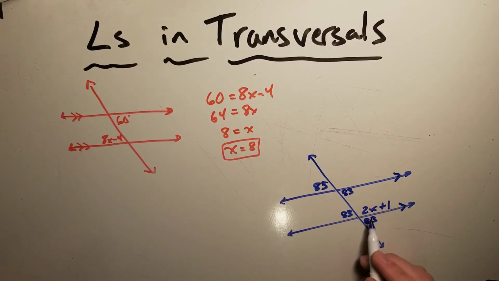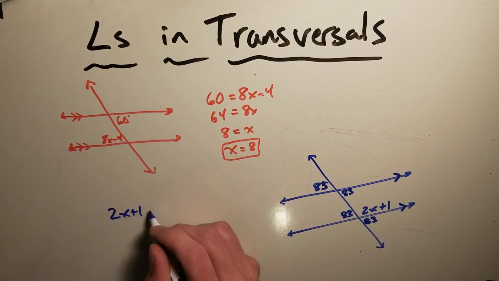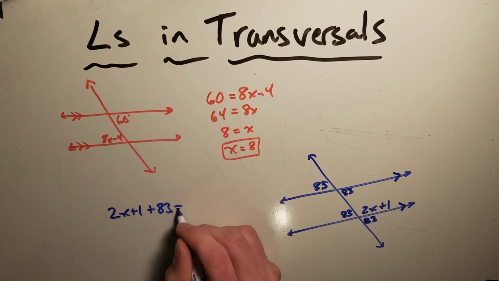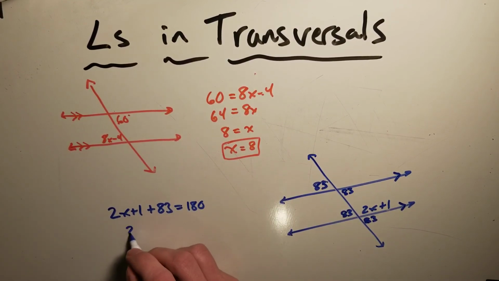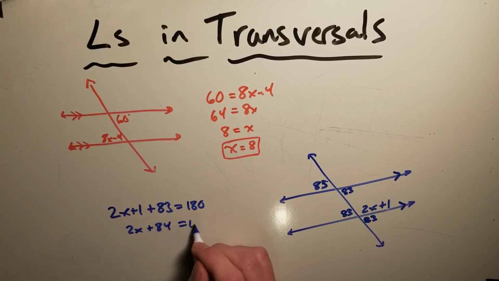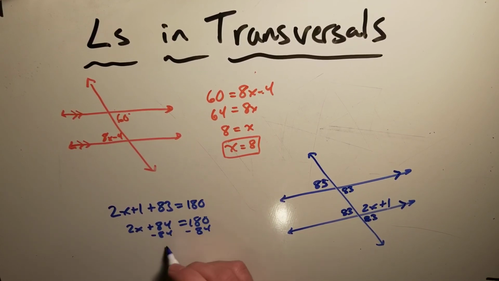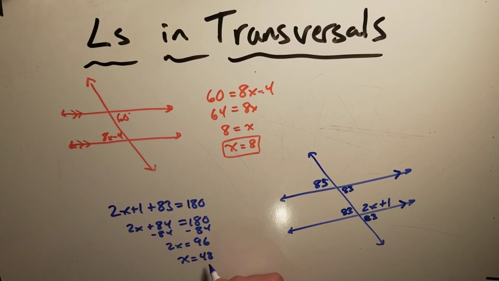And we can use these angles with this 2x plus 1 now. Between the 2 angles, if we use these two, when you add them together, they should equal 180. They're supplementary. So 2x plus 1 plus the 83 should equal 180. Go ahead and combine your like terms. 2x plus 84 should equal 180. Then you subtract your 84 from both sides. So 2x should be equal to 96. Divide by 2, and therefore x is 48 for your second one.